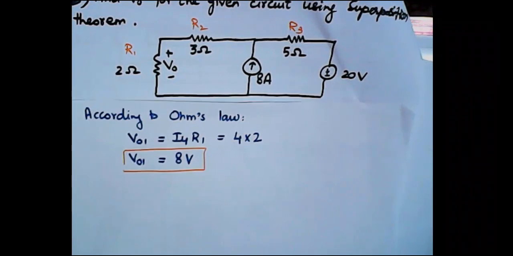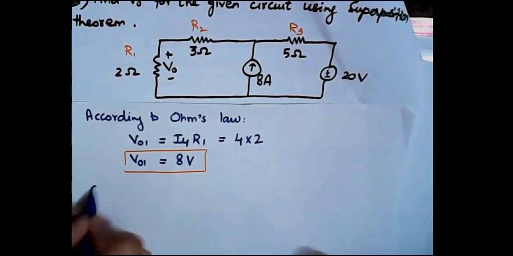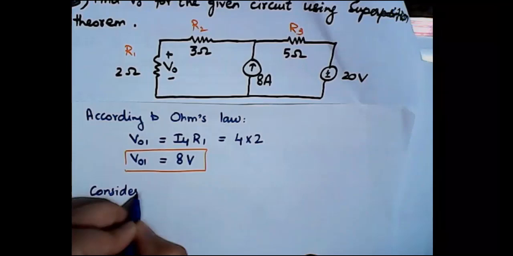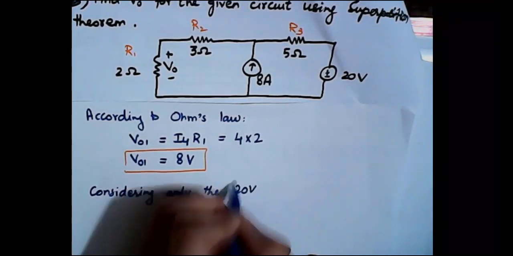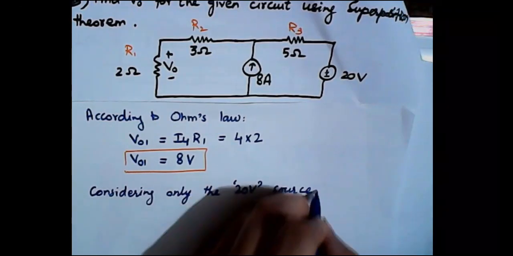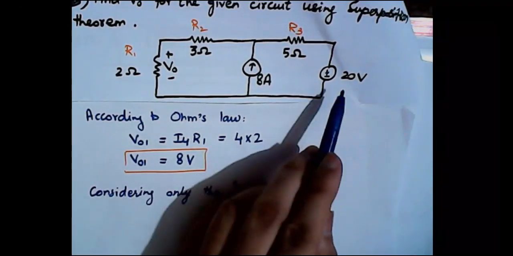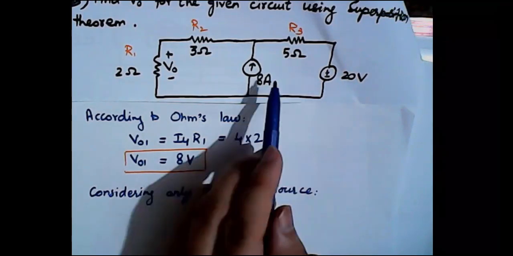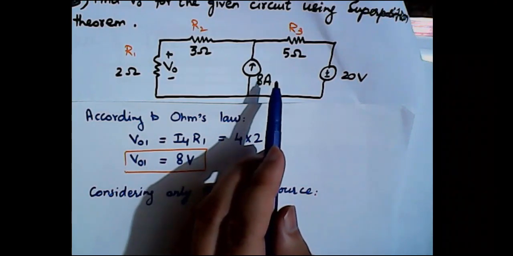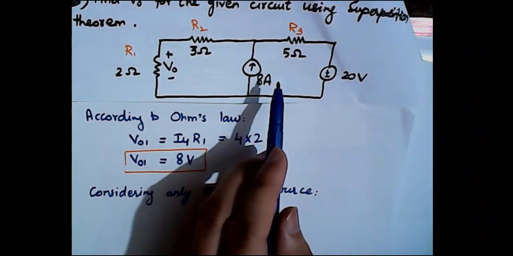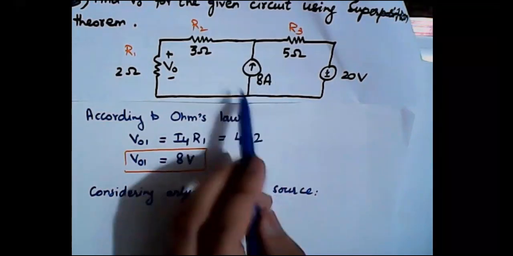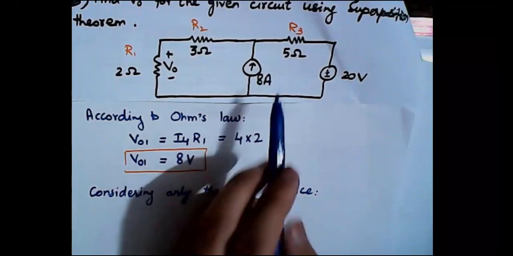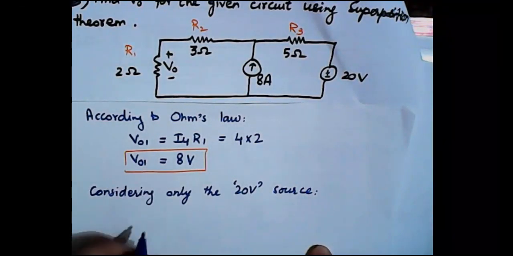And now we will be considering the voltage source. So let's write, considering only the 20 volts source. So our circuit will become, when we are considering the 20 volt source only, which means that we need to neglect the impact of this 8 ampere source. And how do we neglect the impact of this 8 ampere source? We need to open circuit it. That means this complete branch will be removed from the circuit. Why? Because there will be no current through this branch.